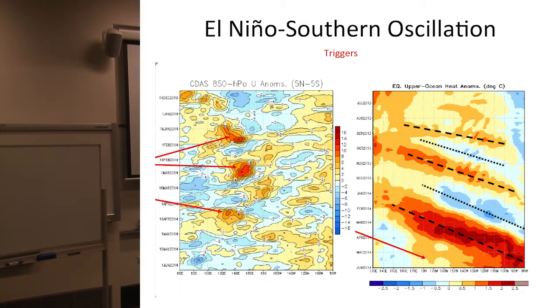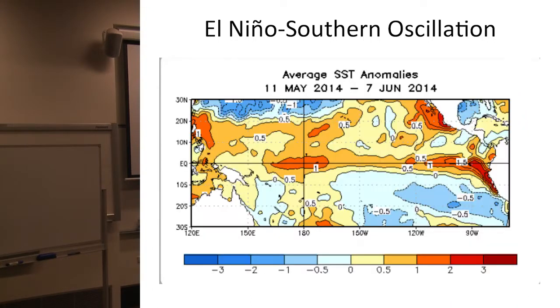So you ask yourself, what are the triggers? These are one of the main things that, the way we understand it at the moment, westerly wind bursts are really important triggers. They generate these downwelling Kelvin waves, which propagate across the Pacific, and when they get to the eastern Pacific, they change the sea surface temperature, which starts the whole feedback process.